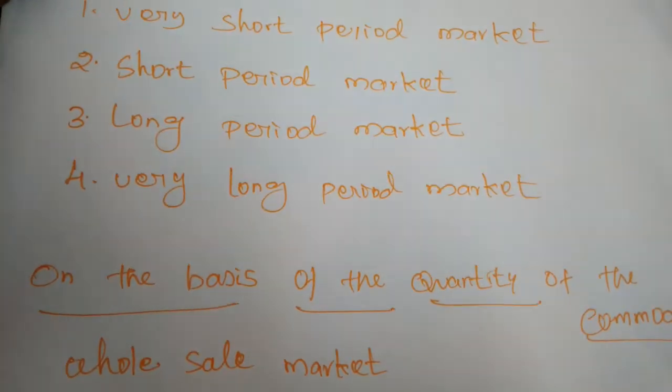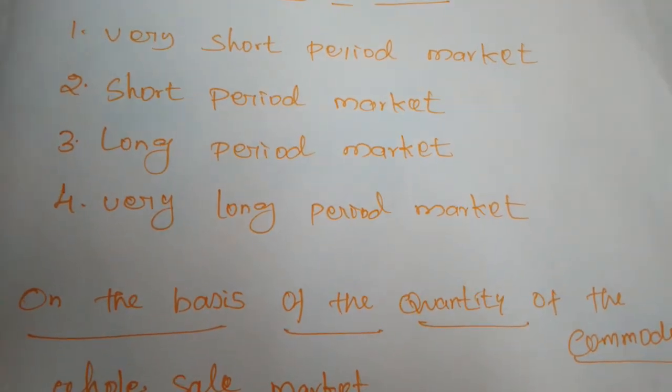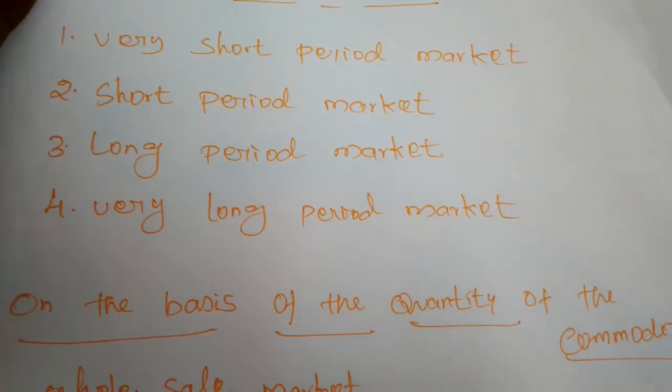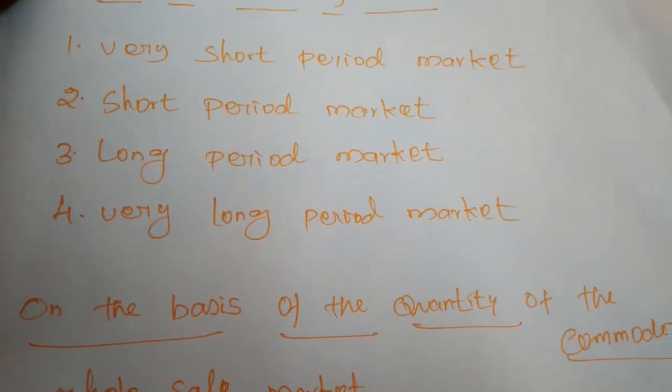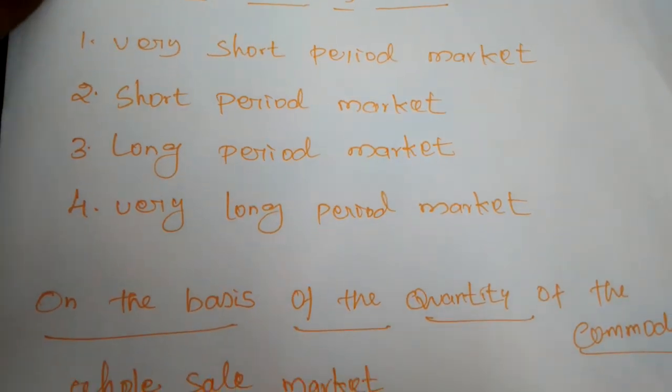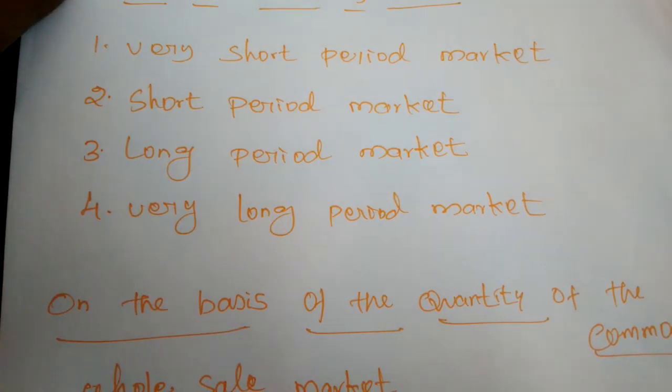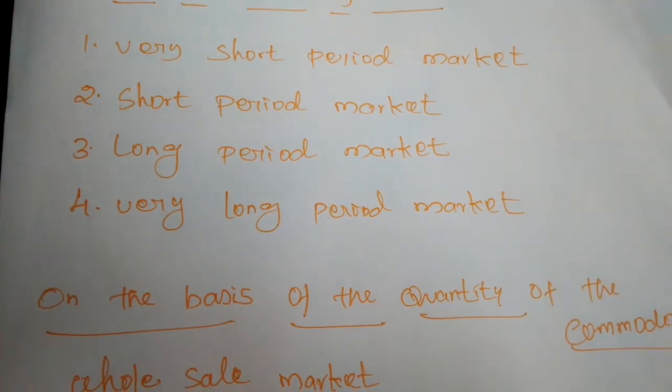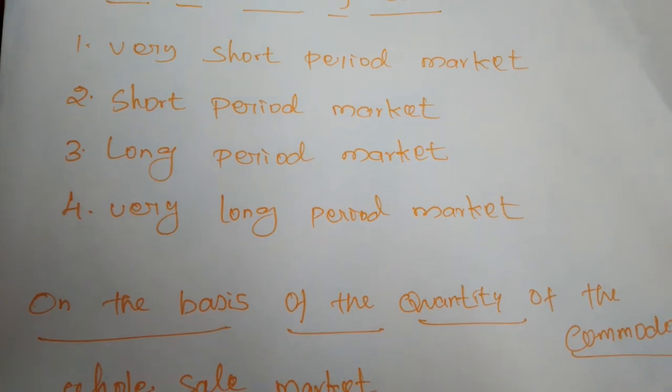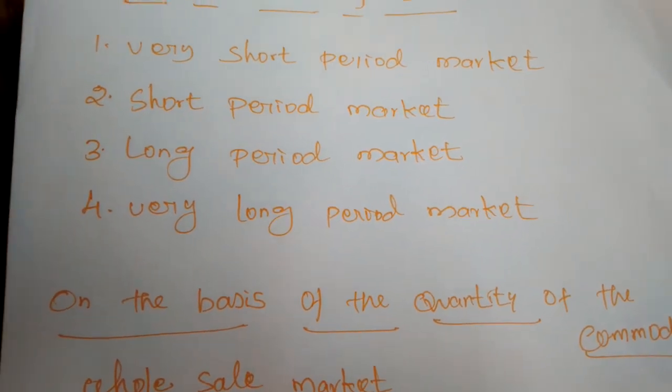So next, the long period market. Here we can extend the supply of commodities on the basis of increased demand for the commodities by changing the four types of factors, the variable factors and the fixed factors.